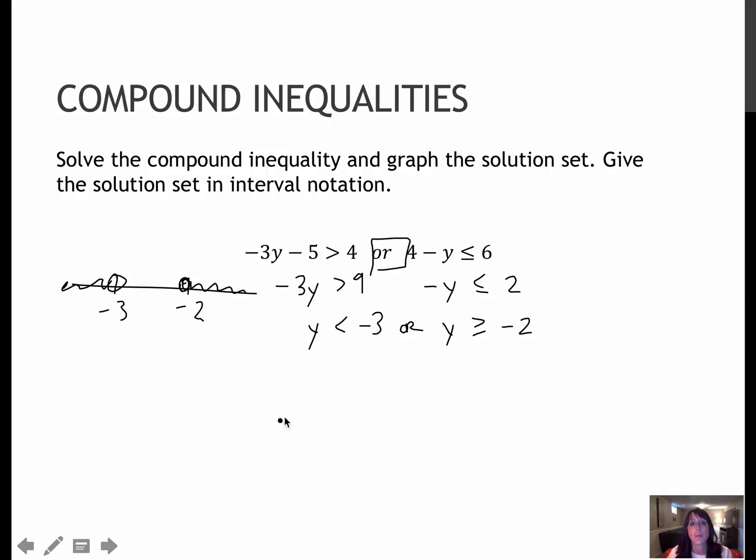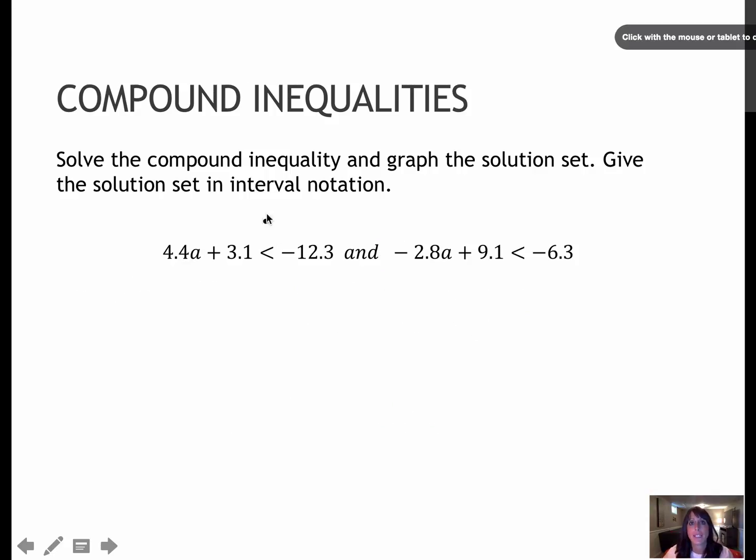Where would either one be shaded? From negative infinity up to negative 3, union from negative 2. Whoops, that one should be closed. Sorry about that. Closed because of the or equal to, from negative 2 up to positive infinity.